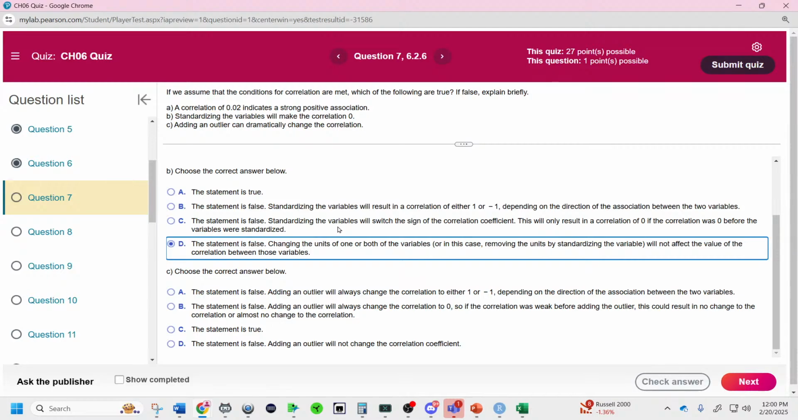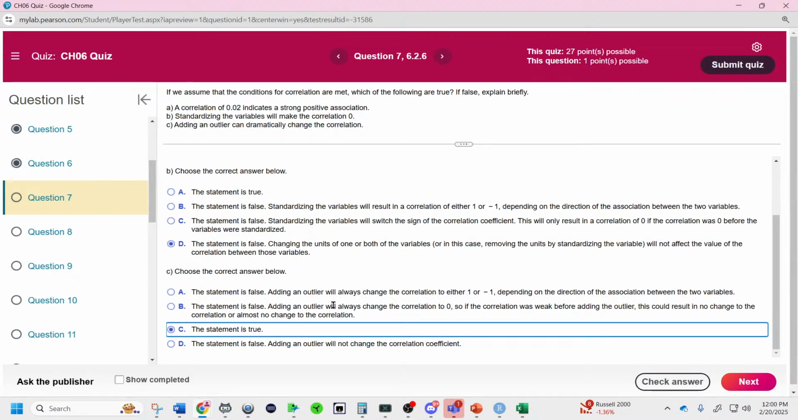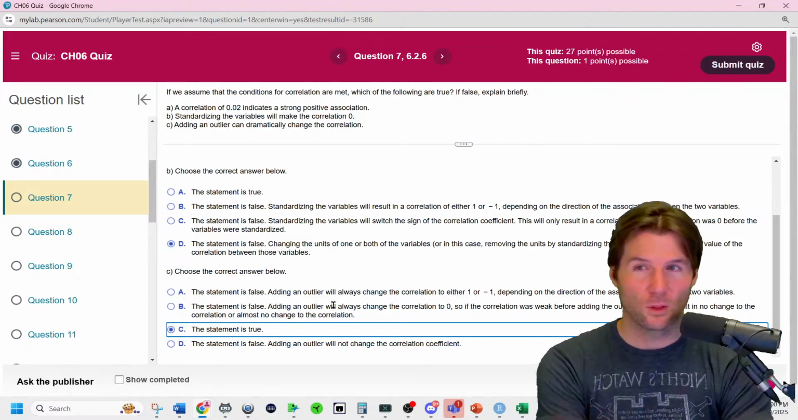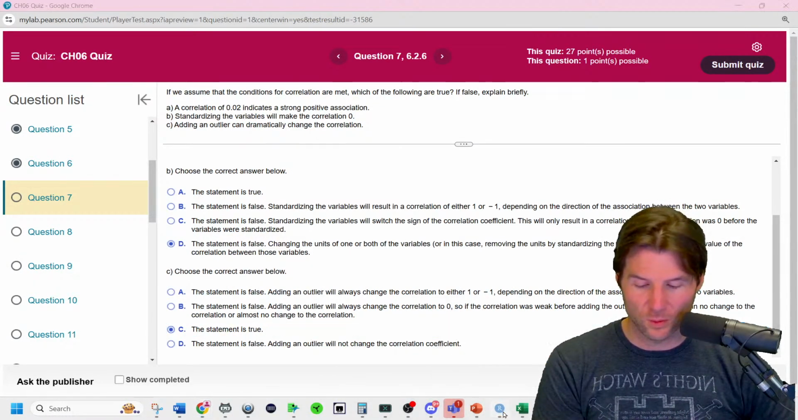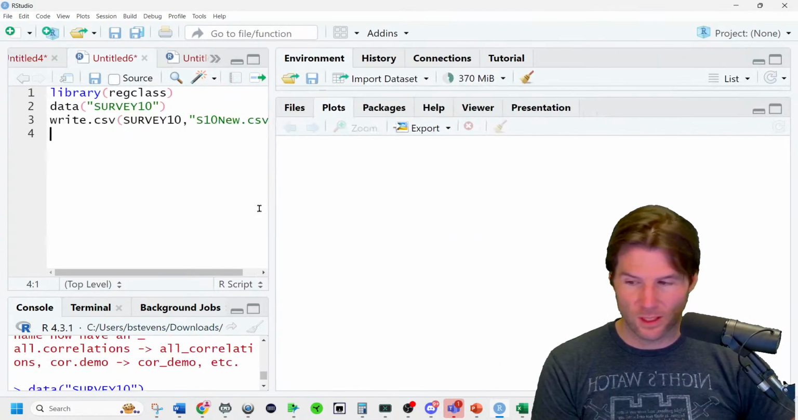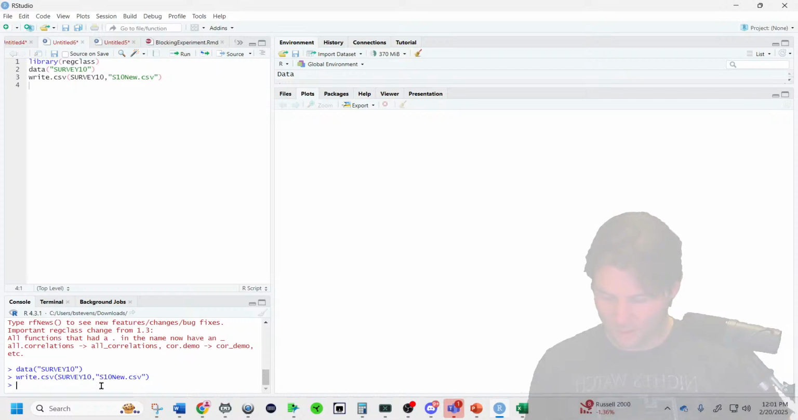It's based on z-scores. Adding an outlier can dramatically affect correlation. True. Facts. Outliers can do anything to correlation. They can make a weak correlation strong, a strong correlation weak, a positive correlation negative, a negative correlation positive. Take, for example, right here, we'll go to view, and we'll go to actual size, and let's go to core demo.